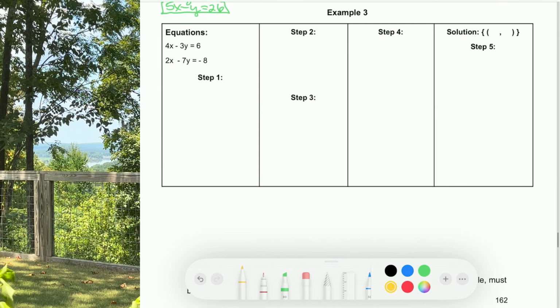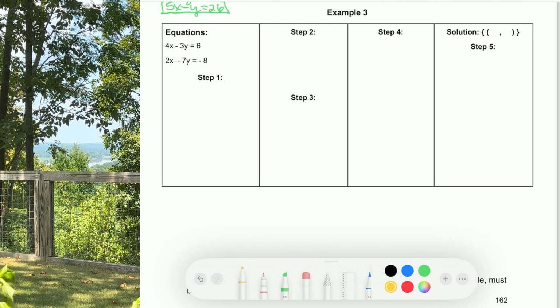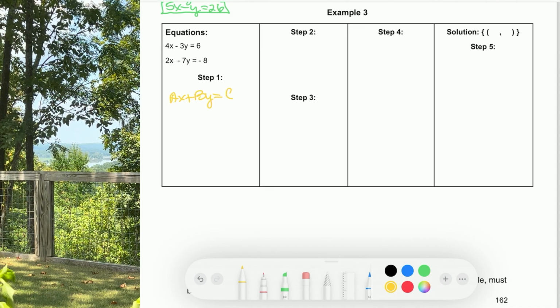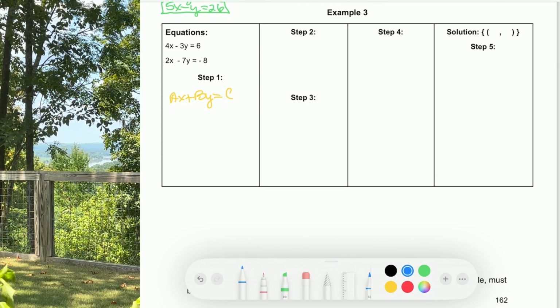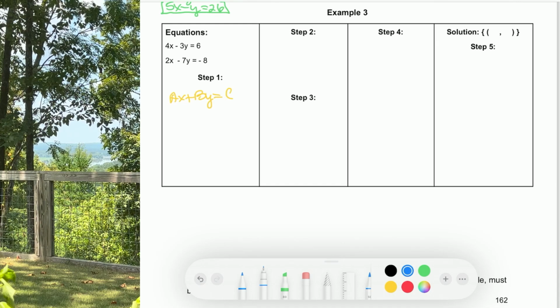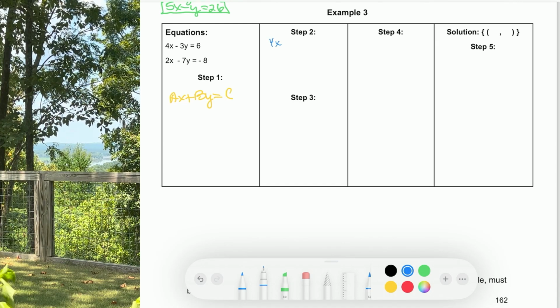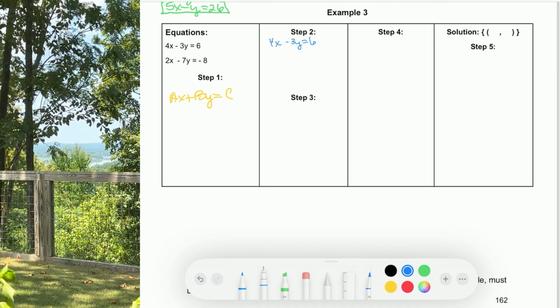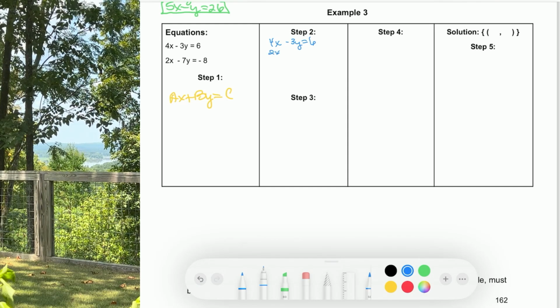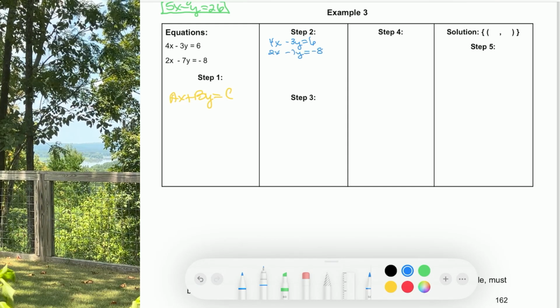Example 3. We have 4x minus 3y equals 6. And we have 2x minus 7y equals negative 8. Remember, step 1 says to get these into the ax plus by equals c form. Both of them are already in that form, so we can skip that step and just write our equations over here. So we have 4x minus 3y equals 6. And we have 2x minus 7y equals negative 8.